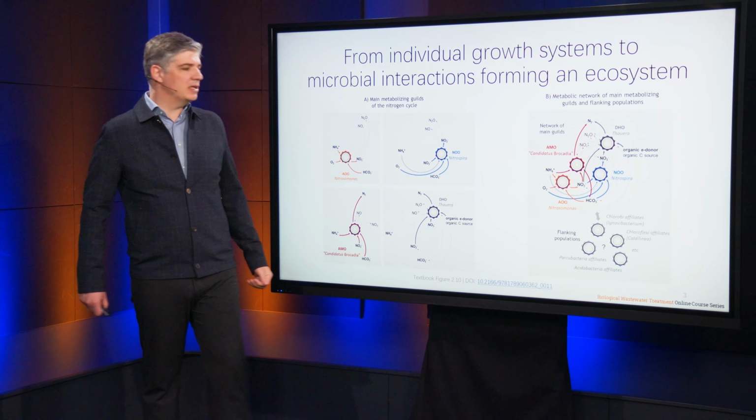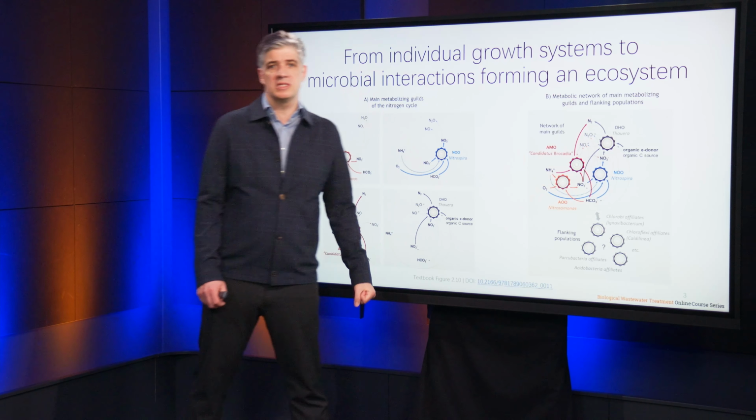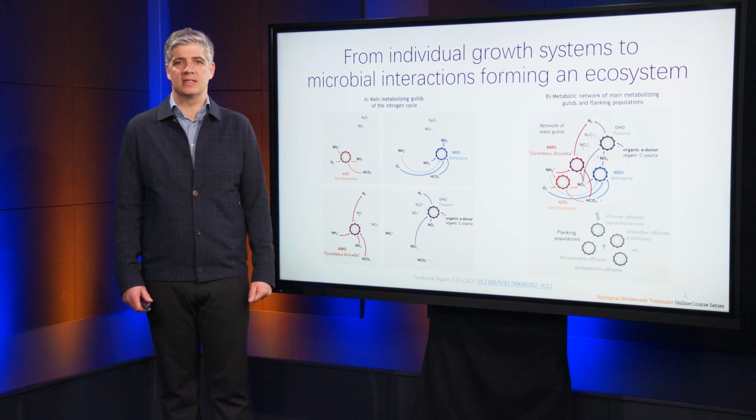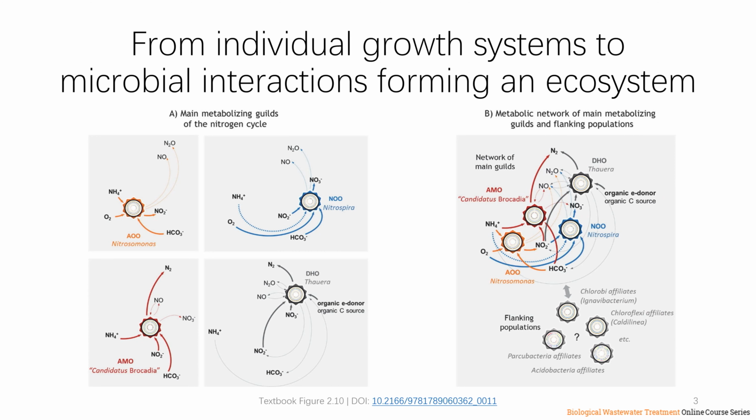It leads, in panel B, to the progressive development of the microbial ecosystem and metabolic network of the main metabolizing guilds. Besides them, there can be several flanking populations present in the microbiome. We do not know exactly their function in the microbiome. Some populations are presumed to thrive on lysis products from the main metabolizers.